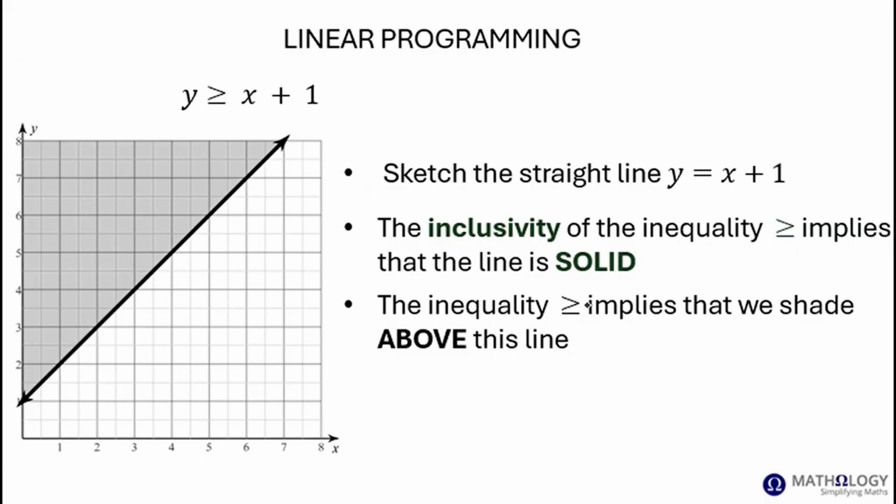Now, the inequality y is greater than or equal to means that we shade above this solid line, y equals x plus 1. So above the line, we just take our pen and make small markings above the line. And then we can take a highlighter and just shade the region as indicated.